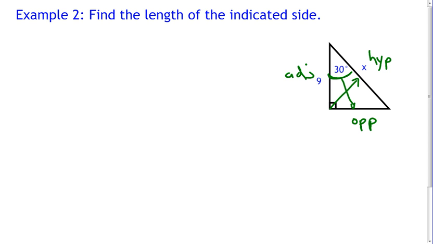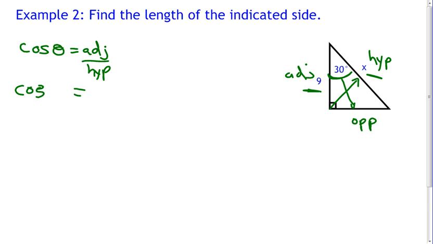So in this case, we have information about the adjacent side and the hypotenuse. If you remember from earlier, the adjacent side and the hypotenuse are values that deal with the cosine ratio. So we know that the cos of theta is equal to the adjacent over the hypotenuse. And then we can plug in our values. Cos 30 is equal to the adjacent side, which is 9, over the hypotenuse, which is x.